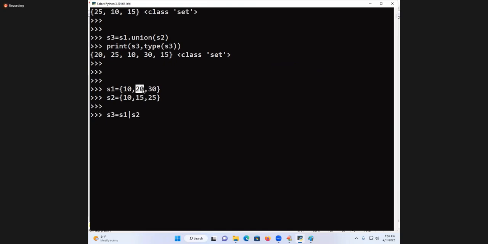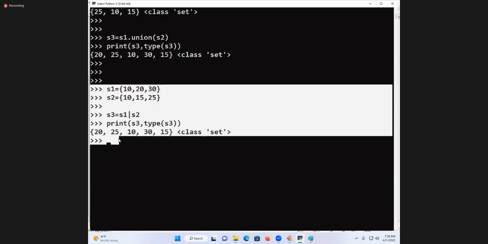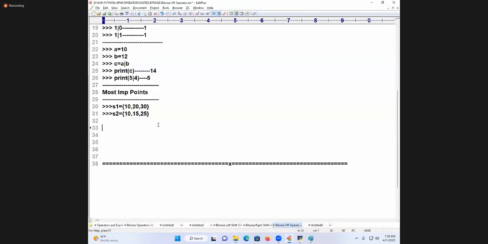15 with 20. 1 or 0? 1. 15 with 30. 1 or 0? 1. 15 also added to whom? 25. 1. 1 with 10. 1, 0. 1. 15 with 20. 1 or 0? 1. 25 with 30. 1 or 0? 25 also added to whom? That is the story inside. S3, comma, what? Type of S3. Answer is like this. Are you following? So this is the main important selection there.